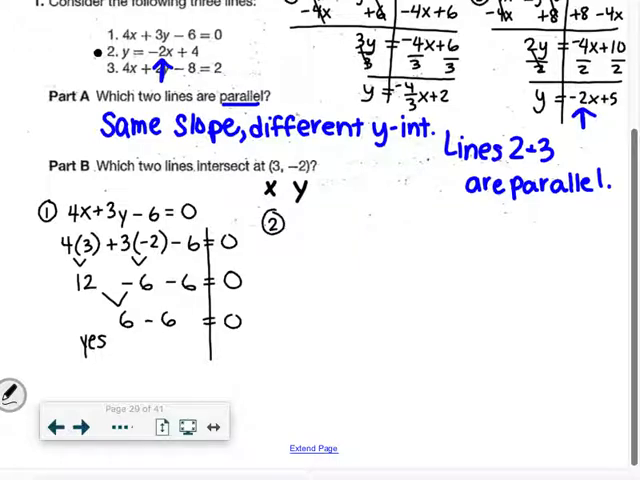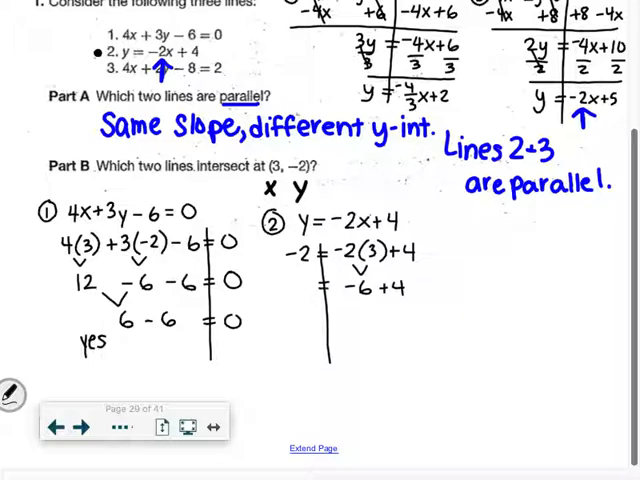Okay, second line, y equals negative 2x plus 4. Where the y is, I put negative 2. Where the x is, I put 3, like this. Negative 2 times 3 is negative 6. Negative 6 plus 4 is negative 2. So this one is also true.